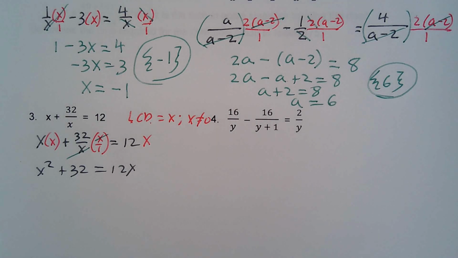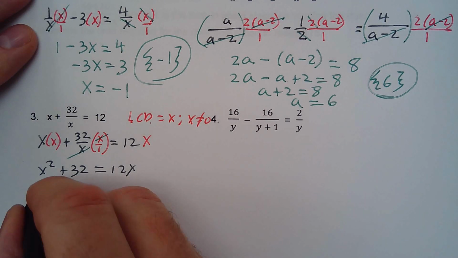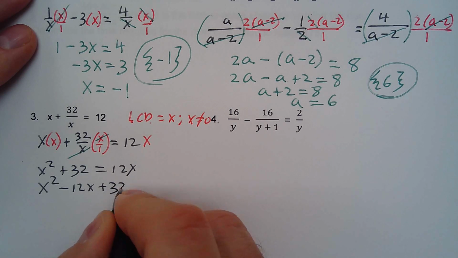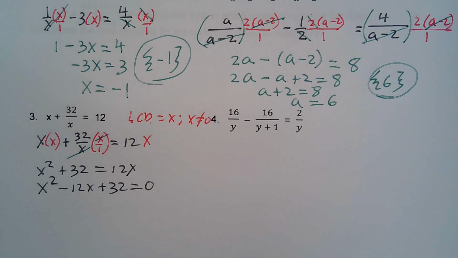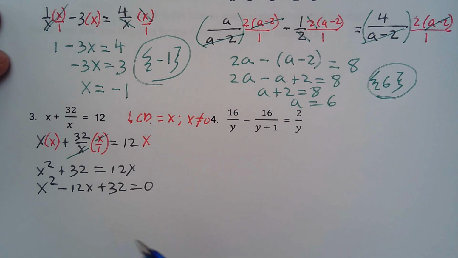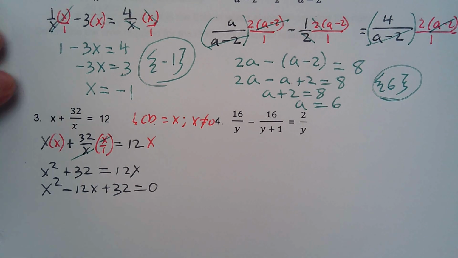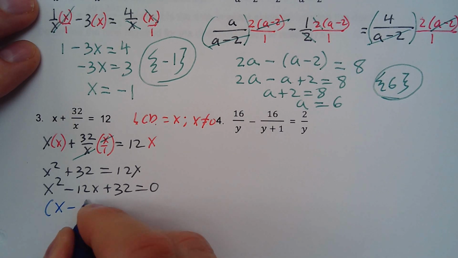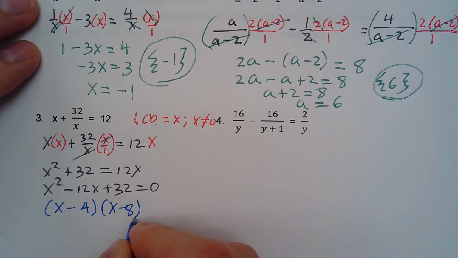So I want to go ahead and bring that over. Go ahead and subtract 12x from both sides. That gives us x squared minus 12x plus 32 equals 0. And let's see if we can factor that. And it should factor. If we look at 32, two factors we want is 4 and 8. Both of them will be negative. X minus 4 times x minus 8.